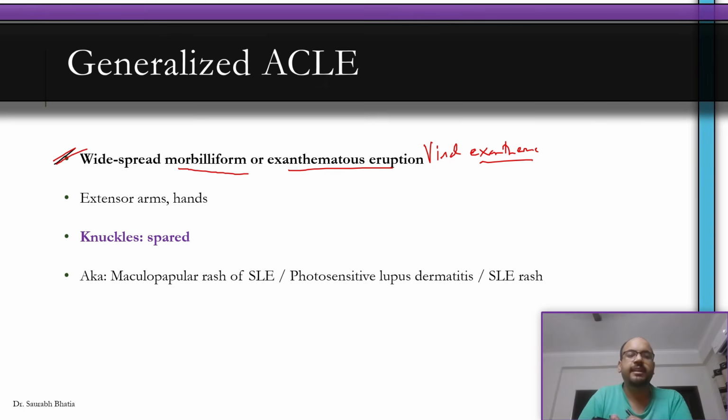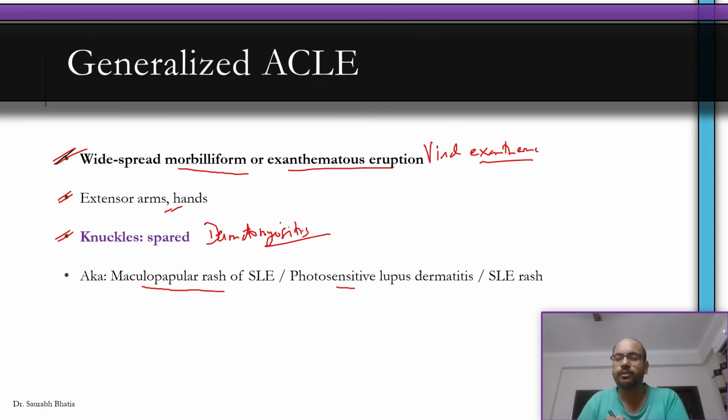That means the inflammatory process is involving other parts of the body also. The extra parts are the extensor arms and the hands most commonly, and these are also UV-exposed parts, exposed to the sun. But if the hands are involved, the knuckles are spared, and that is a good differentiating factor from dermatomyositis. In dermatomyositis, we have lesions over the knuckles. The knuckles are spared in the generalized ACLE rash. The rash is also known as maculopapular rash of SLE, photosensitive lupus dermatitis, or SLE rash. These are other names for the generalized ACLE rash.